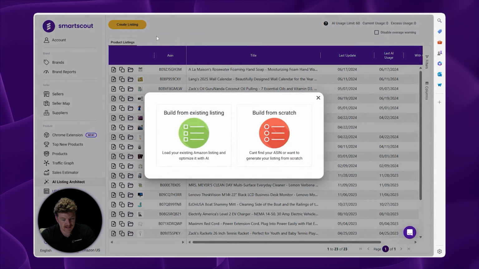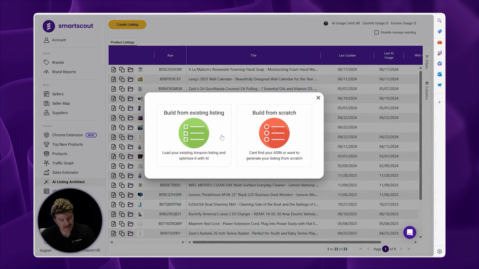Basically, what we can do is we can create a listing from another listing, which is my favorite way of doing it because they already have all of the front-end keywords involved, and it's a great way for us to instantly piggyback off of it, especially if you're launching quite a few ASINs at once, right? Using this AI Listing Architect is going to give you a really great instant starting point.